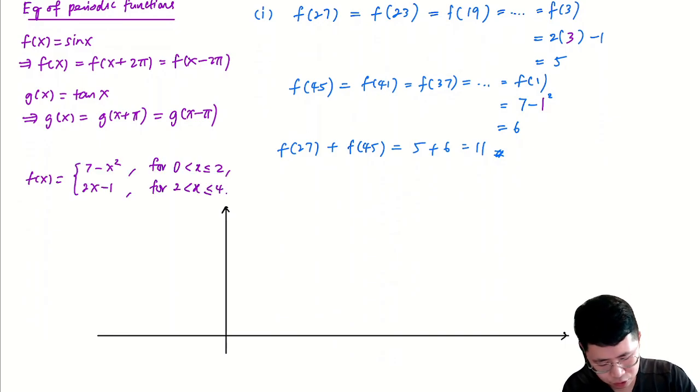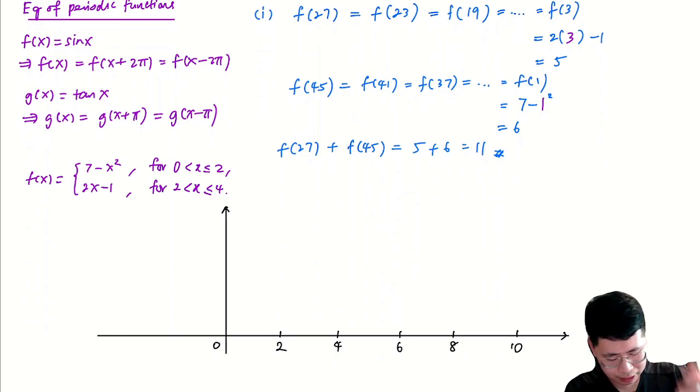Okay, so I've put the function over here, right? Between 0 to 2, I'm going to put 4. Then I'll put 6, and 8 until 10. I'll just put them there first. I'm going to sketch from 2 to 4 first.